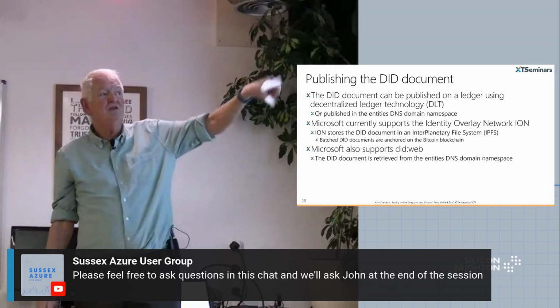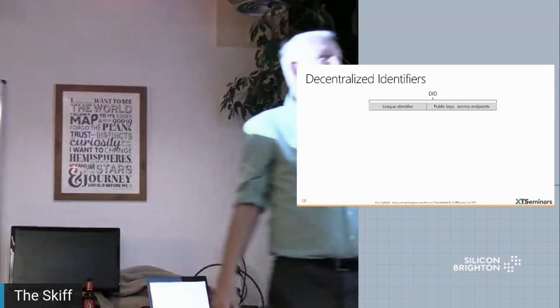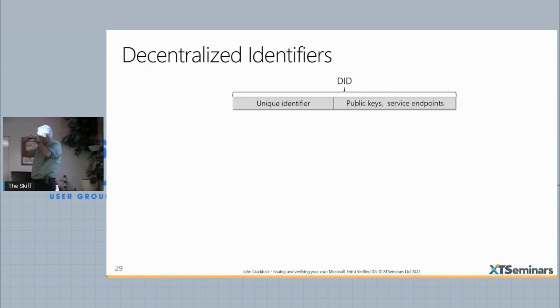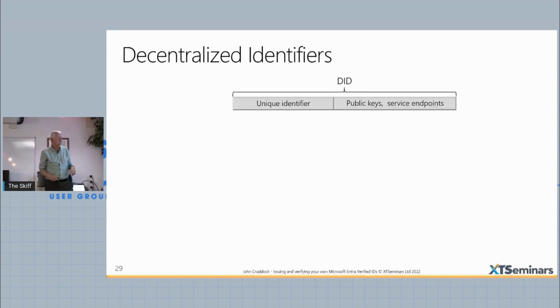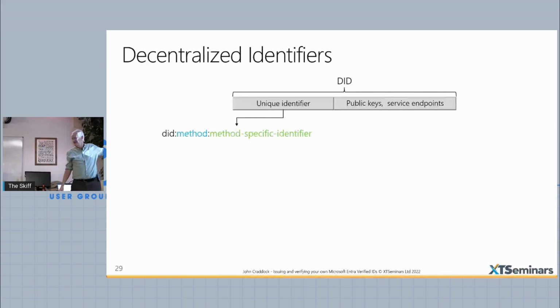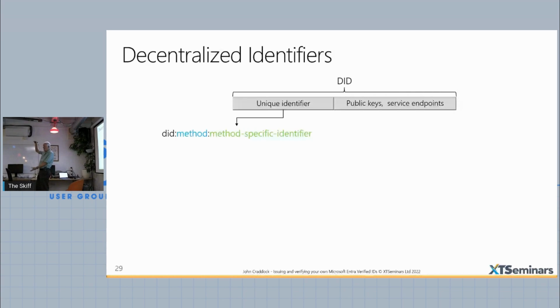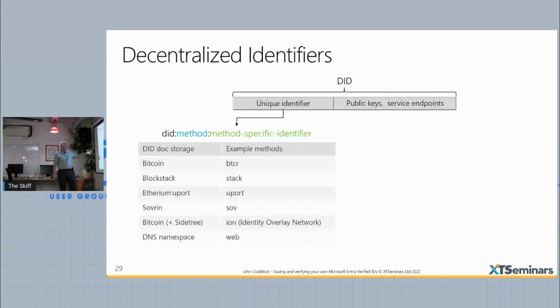Now, if you look at a DID, it consists of two components: the unique number, which was that number pointing at the DID document, and the DID document. If you break this unique number down, you have the starting "did". The next thing is the method, which says what the underlying platform is that is storing the DID document. And then you've got a unique identifier for the underlying platform. So in this situation, if it was sitting on Bitcoin, it could be BTCR as the method, which is this one here. You've got Sovereign, you've got Ethereum.